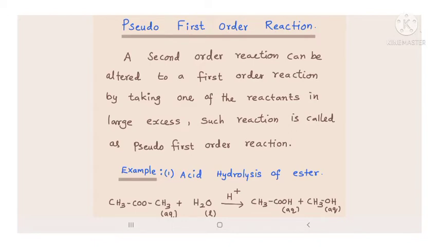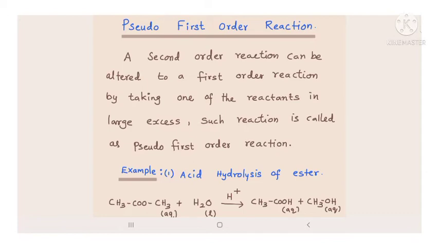For example, we have two reactants in a chemical reaction, so we expect that reaction to follow second order, which means we expect the rate of that reaction to depend on the concentration of both the reactants. But in such a reaction, if any one of the reactant concentrations is taken in large excess, then the rate will depend upon the concentration of the other substance only. Such reactions we call pseudo first order reactions.